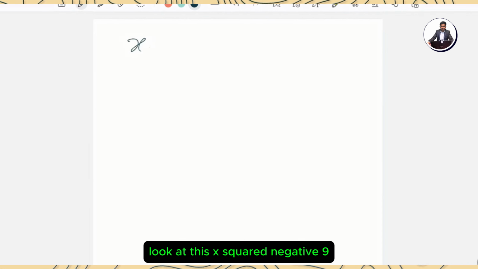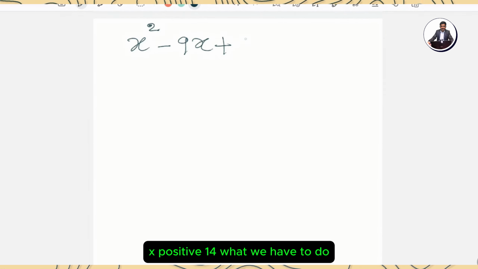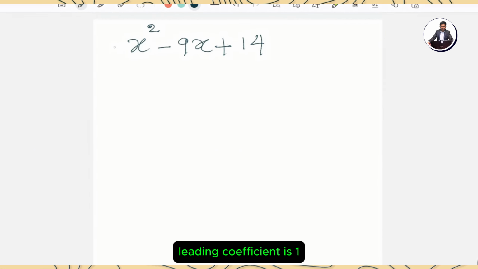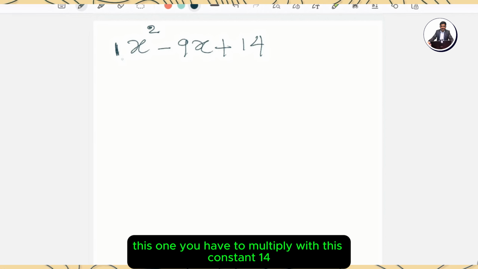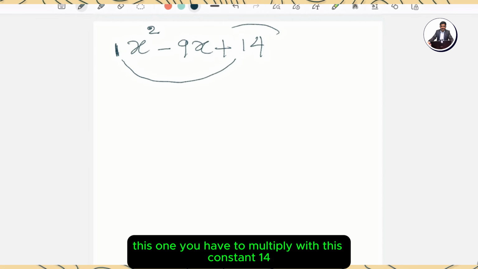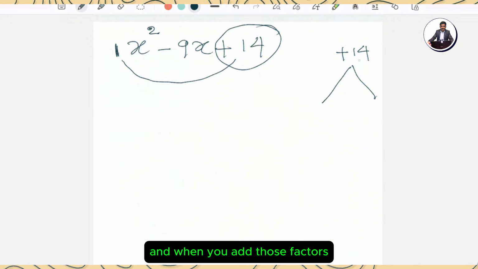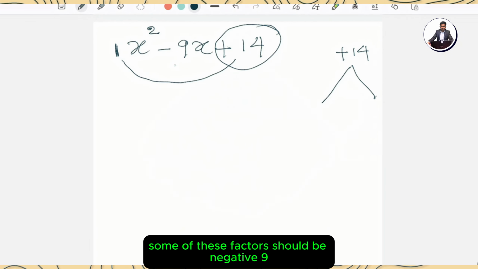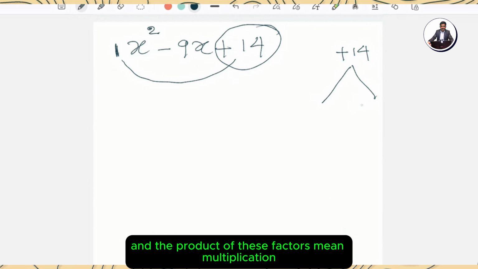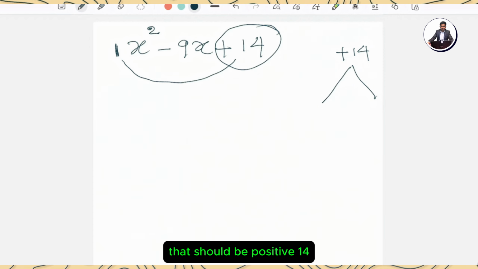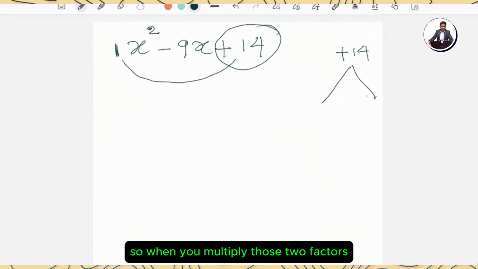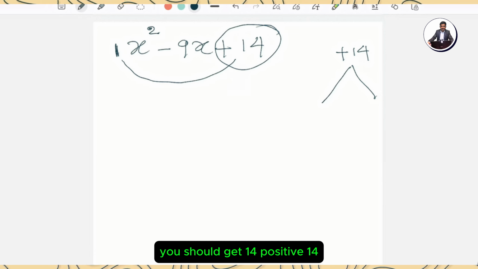Look at this: x squared negative 9x positive 14. What we have to do, the leading coefficient is 1. This 1 you multiply with this constant 14. So positive 14. And what are the factors of 14? When you add those factors, the sum should be negative 9. And the product of these factors, meaning multiplication, should be positive 14.